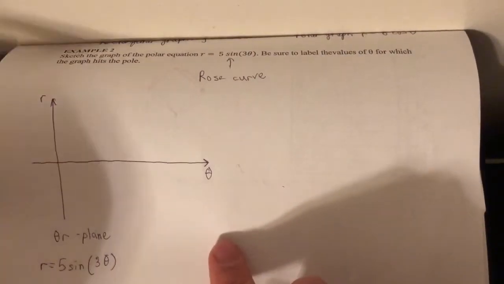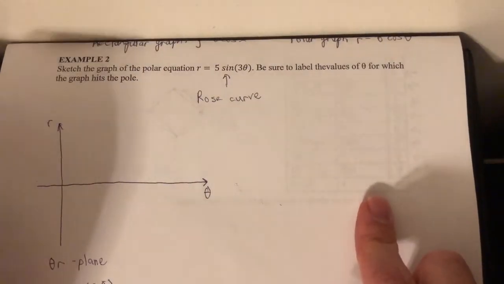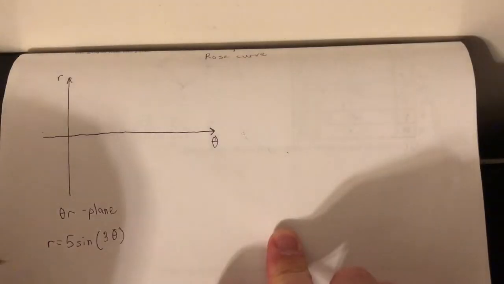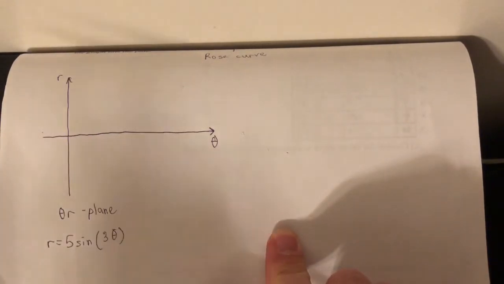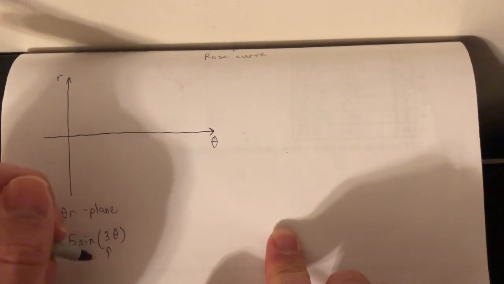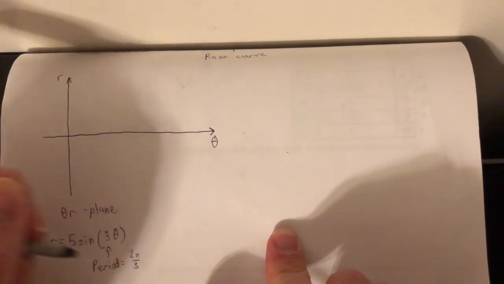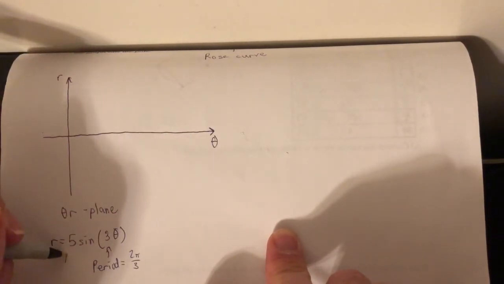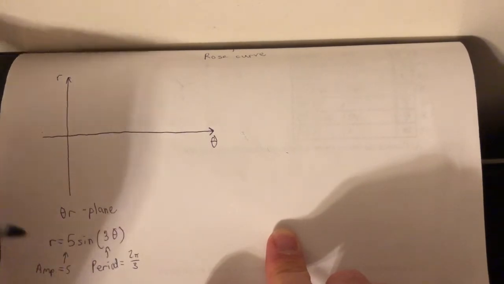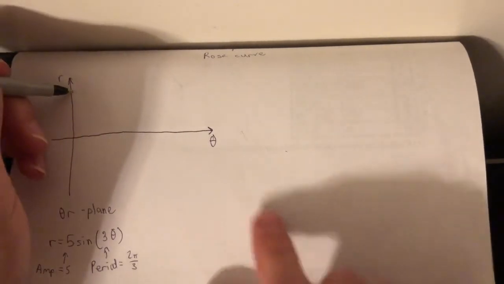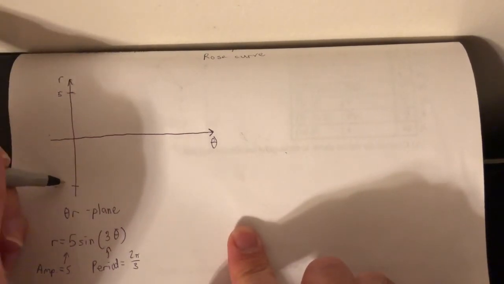So all I did was rewrite the equation there: r equals 5 sine of 3 theta. So if I look at r equals 5 sine of 3 theta, the period is going to be 2 pi over 3, and the amplitude is going to be 5. So my maximum is going to be 5, and the minimum is going to be negative 5.